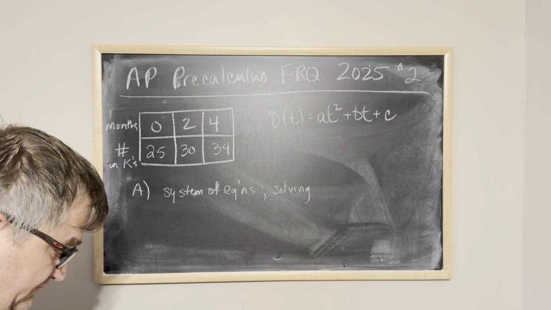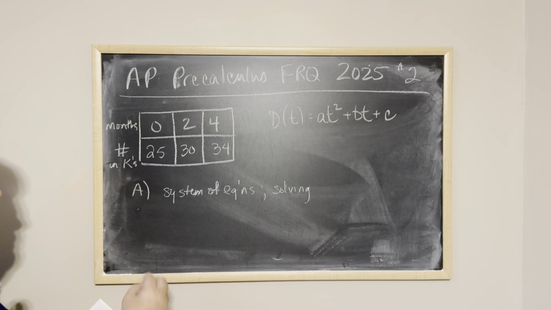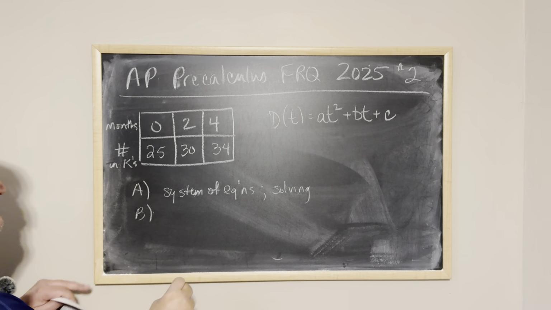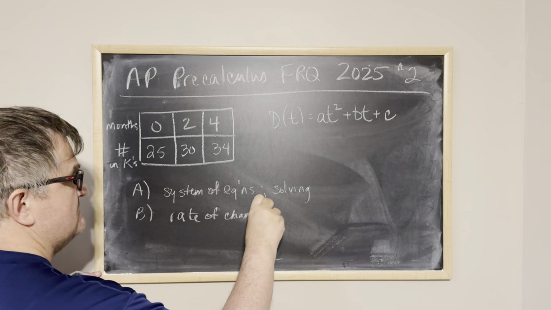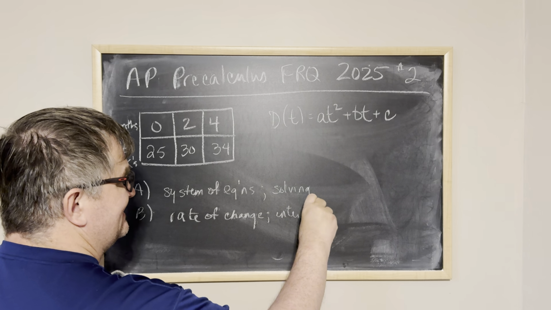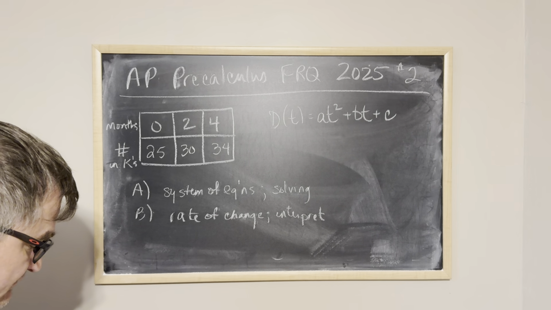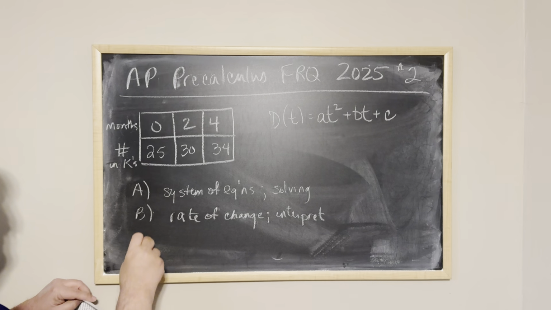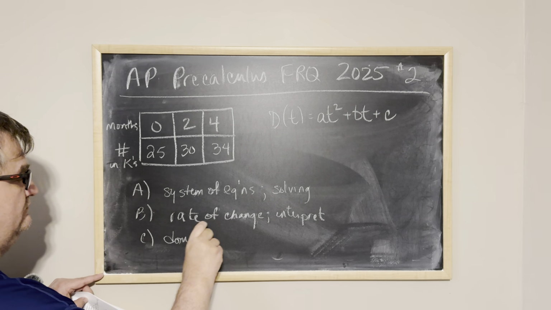Question B is a little bit more nuanced. Question B is rate of change, and then there's some interpretation. Then you interpret something. And then C is a question about the domain of D of T.